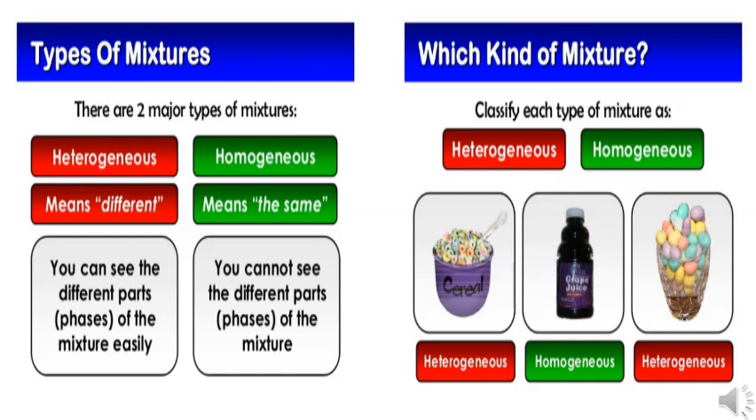So from here we understand that heterogeneous means, hetero means different, homo means same. So when we have different boundaries where it can be seen different phases are there, we call it a heterogeneous mixture. And if they are same, there are no different boundaries there, there are no different phases or parts, then we call it a homogeneous mixture.